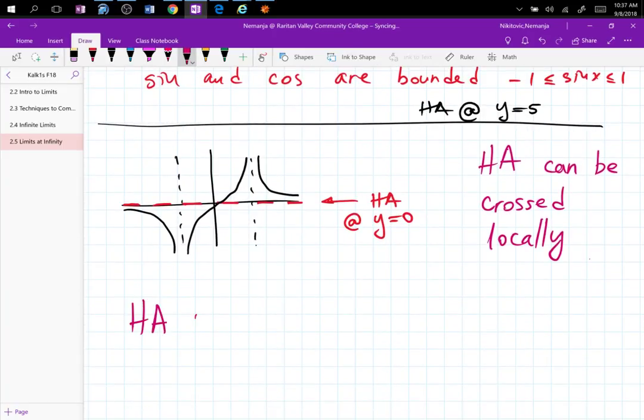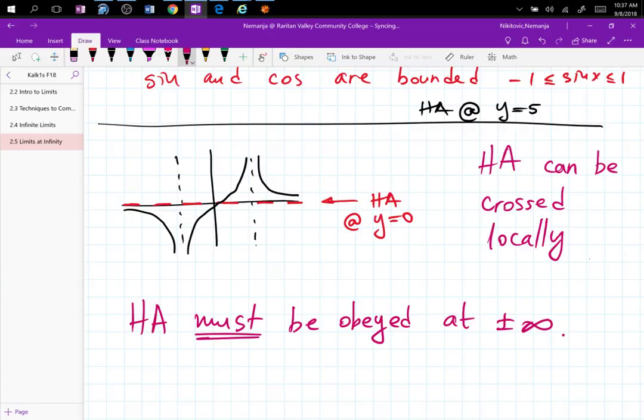Horizontal asymptotes must be obeyed at positive and negative infinity. So you see the function follow the horizontal line at negative infinity and positive infinity. That's never going to cross there, but in the middle the function can cut through.